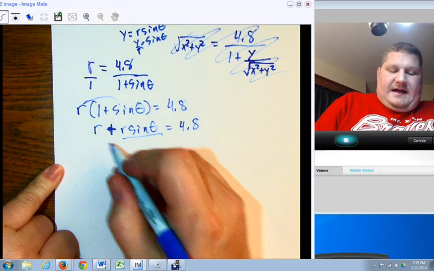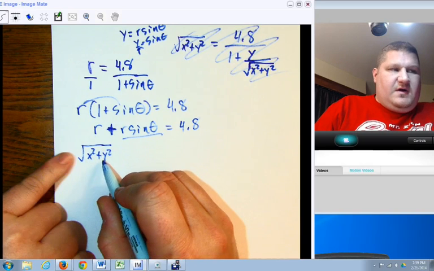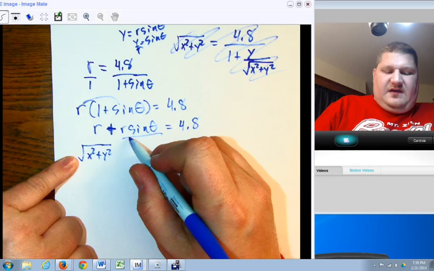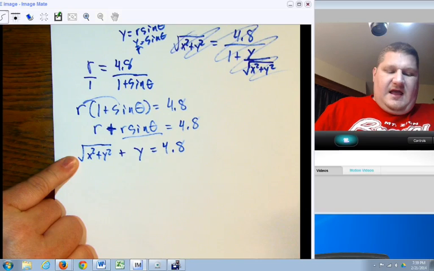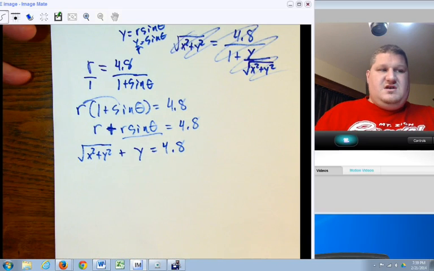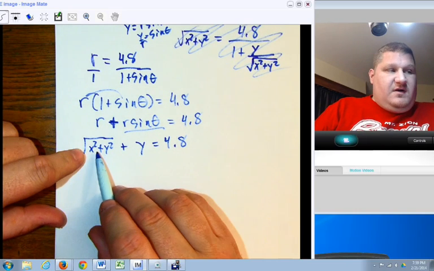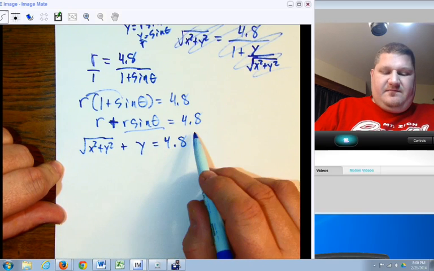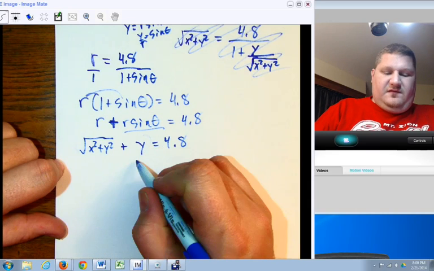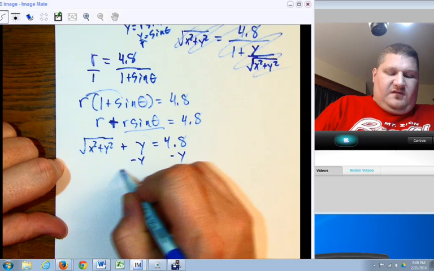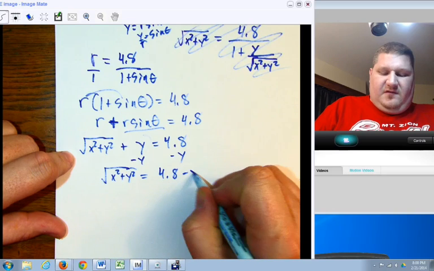Equals 4.8. I can replace r now with the square root of x squared plus y squared. Still don't love that square root, but it's not too shabby. In this case, r sine theta is nothing but y, so that works out very nicely. And now I have all y's and x's. Not too bad. So, let's see what we can come up with here. I want to get rid of the square root, but if I square both sides as it is, that's easy, but this is going to be a mess because I would have to FOIL. I certainly don't want to FOIL, so let's subtract y from both sides. The square root of x squared plus y squared equals 4.8 minus y.